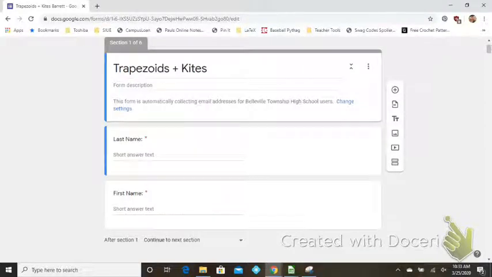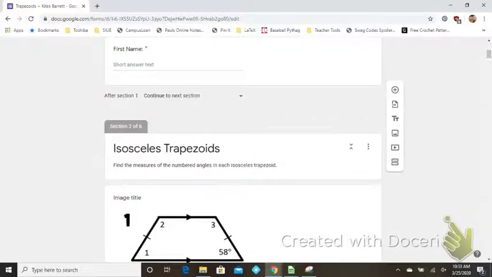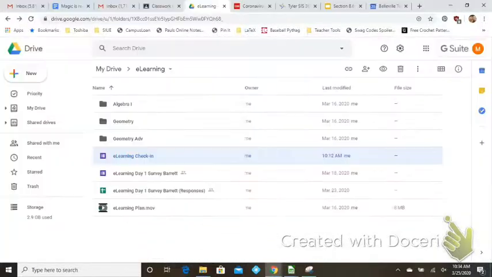All right, Geometry Advanced. I'd gotten at least one request for some problems on the trapezoids and kites form. So we will go through a couple of questions.